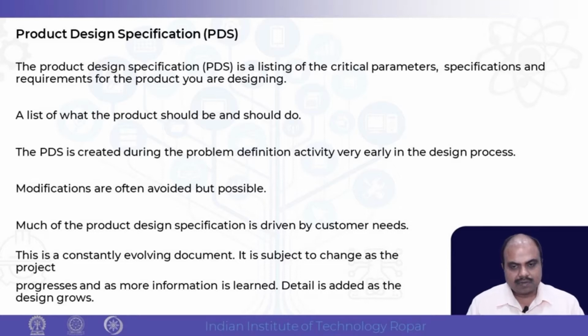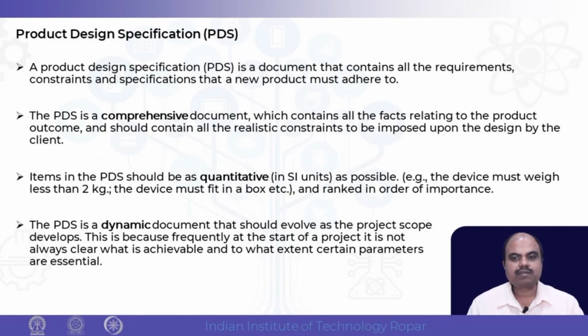It is an evolving document and it is changing also. We are going to discuss the details soon. If you have a product design specification, this document will have the requirements, constraints and specification of a new product. It is a comprehensive document consisting of the product outcome, and it should contain realistic constraints imposed upon the design by the client. Realistic constraints we have to see.